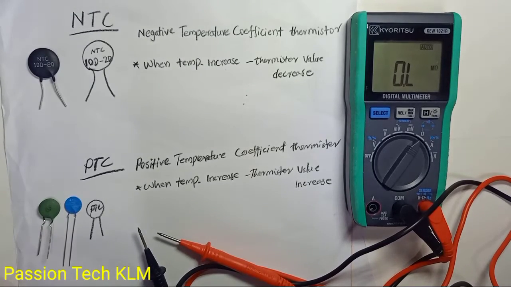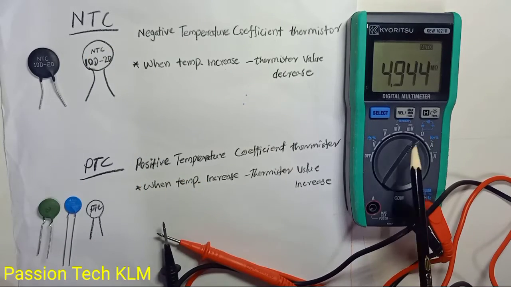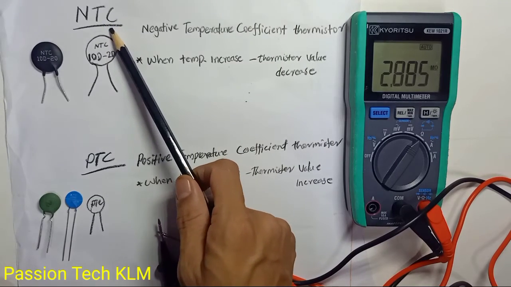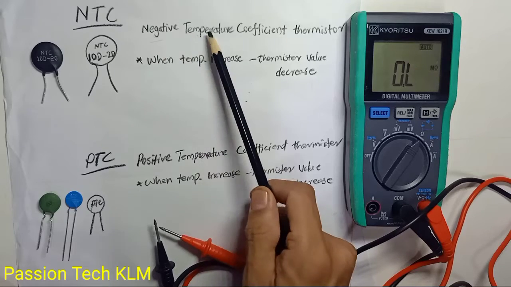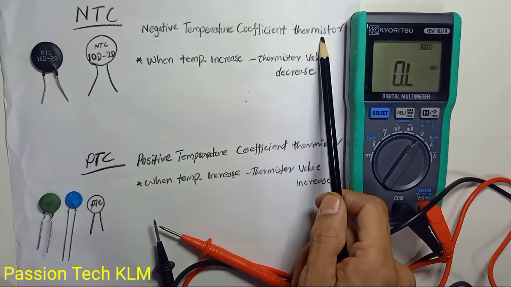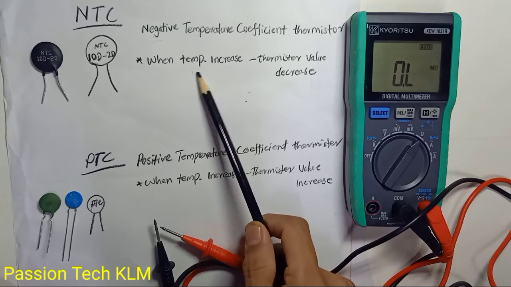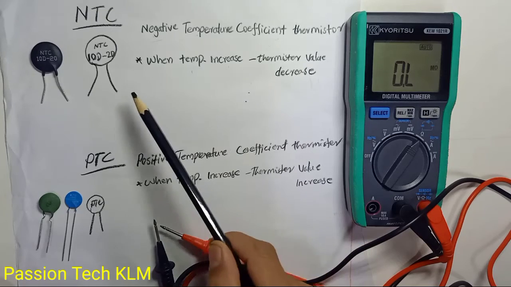Okay guys, for this video, I would like to share how to check NTC thermistor and PTC thermistor. We're going to use a multimeter. And so what is NTC thermistor? NTC thermistor is basically negative temperature coefficient thermistor. So which means when the temperature is increased, then the thermistor value will be decreased.